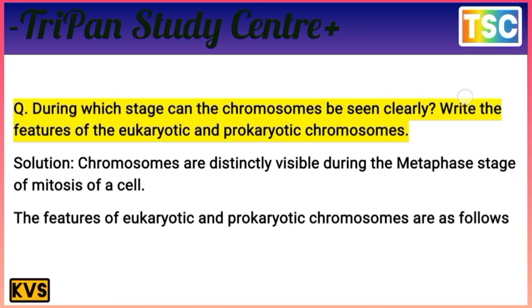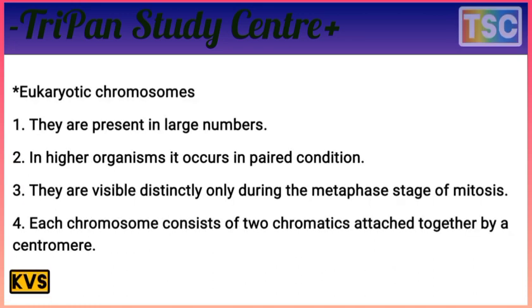First of all, eukaryotic chromosomes. That's important. They are present in large numbers. In a higher organism, they occur in the paired condition.